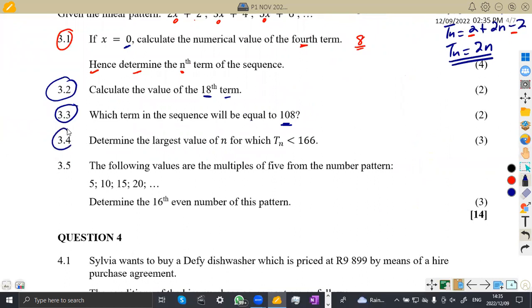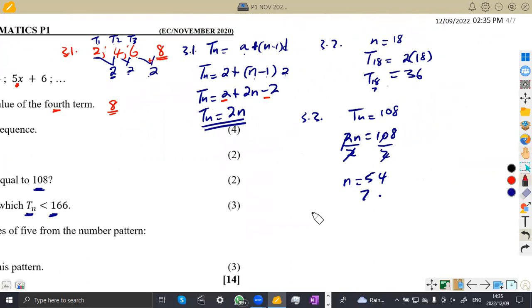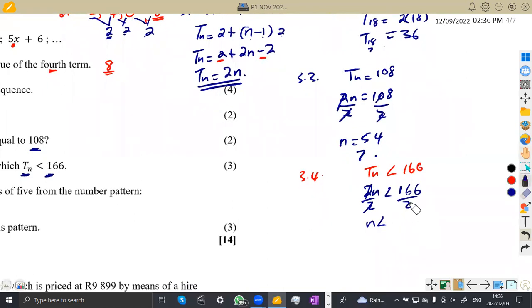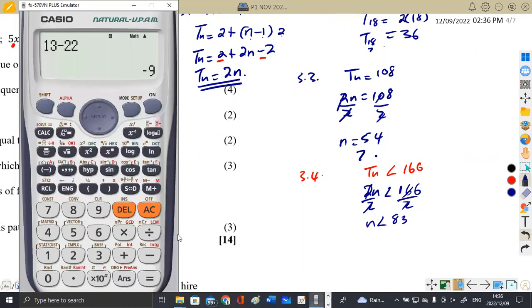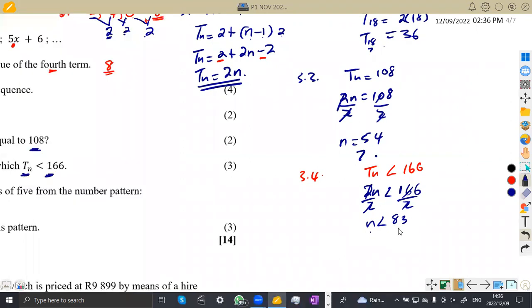On 3.4, we are now given to determine the largest value of n for which Tn is less than 166. All right, so Tn is less than 166. We have the value for Tn, which is 2n. So 2n is less than 166. So if you divide by 2 both sides, you can find the inequality for n, because that's an inequality here. You can just divide from your calculator, 166 divided by 2 is going to be 83. So n is less than 83. So which integer do we have that is less than 83? The largest integer, that's 82. You just check the integer just before. All right, that's how you attempt this question.